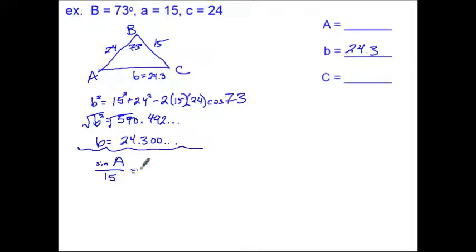And then the other half, well, I don't really have much of a choice. I'm going to have to use sine of 73 over the 24-point icky decimal that we had here. So sine 73 over 24.300. Again, you have to use those other decimals because if not, your answer is going to be a little bit off.